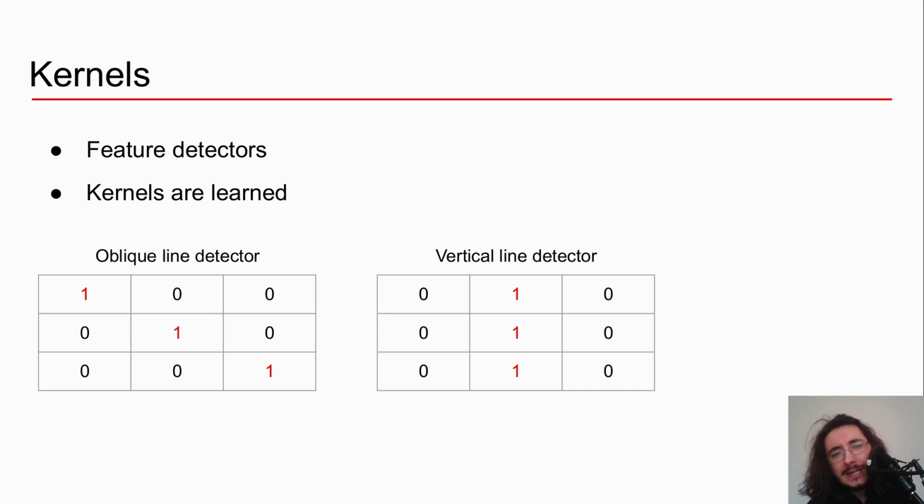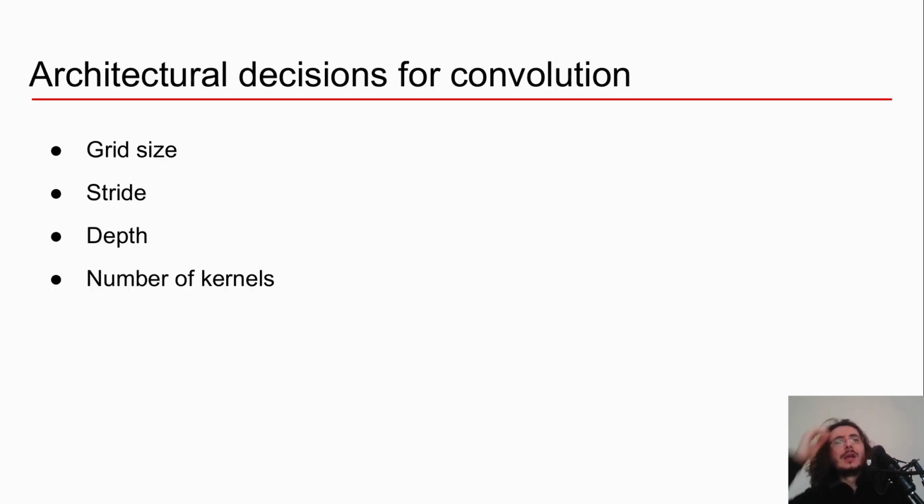And what does it mean to learn a kernel? Well, what we do basically is we learn the values, the weights of the kernel, all of these numbers here, right? And so when we train a CNN, basically we're training these values in the kernels.